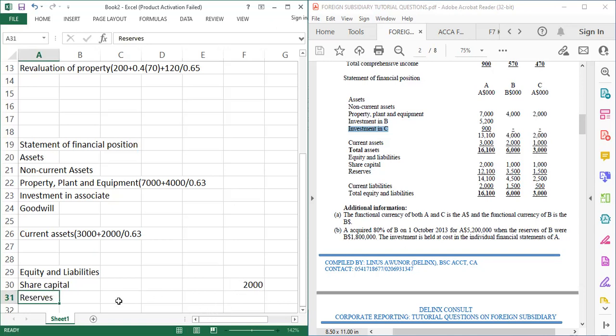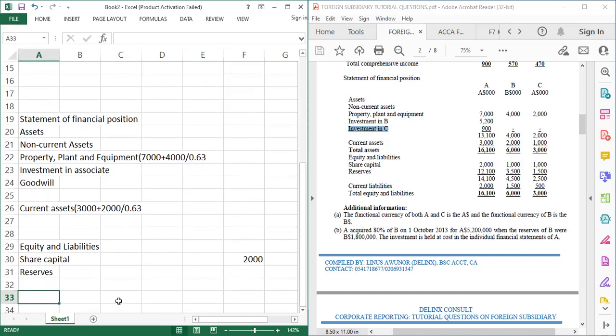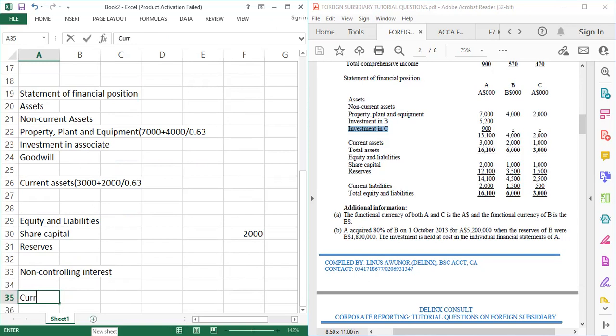Okay. Then let's come to current liabilities. We are going to show NCI, non-controlling interest, which will be 20%. So we do workings for that. We come and show our current liabilities.